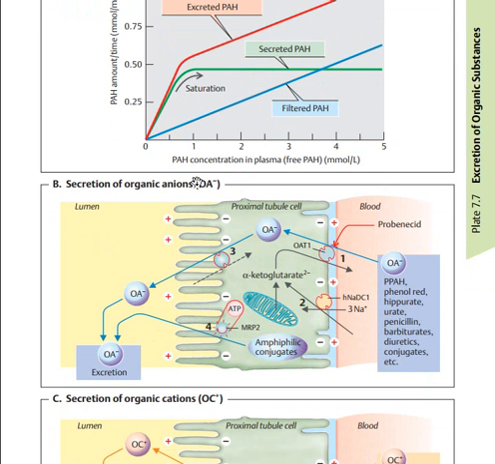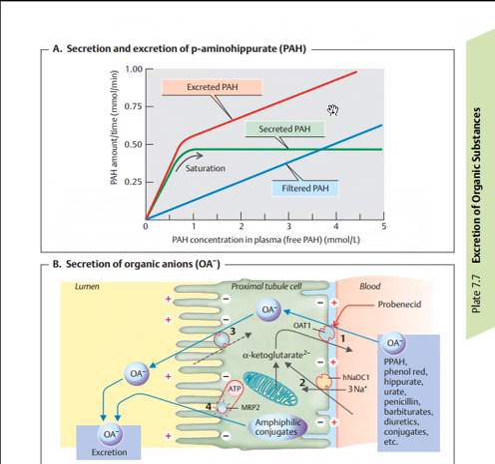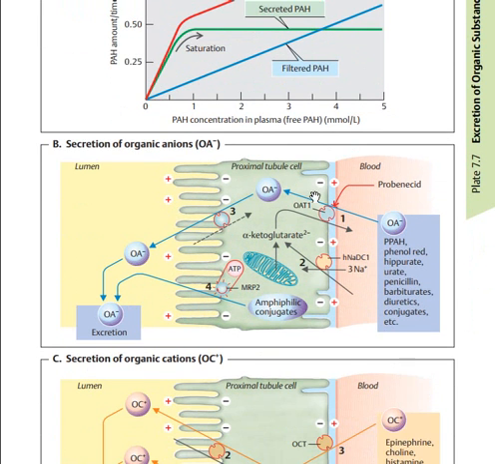So now the secretion of organic anions, for example. How does this secretion of para-aminohippurate and other organic anions occur? It's going to occur as such.